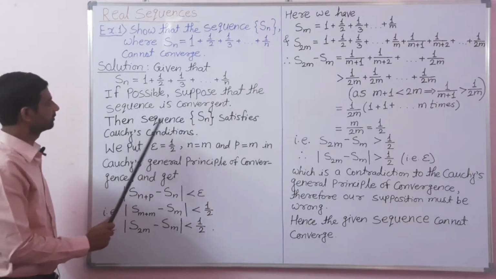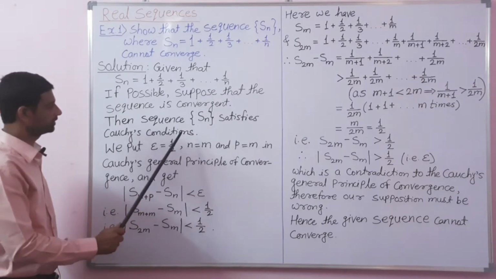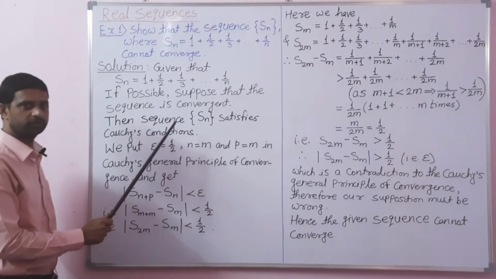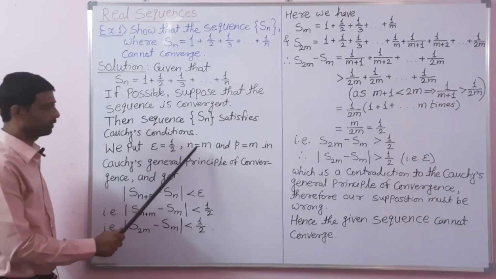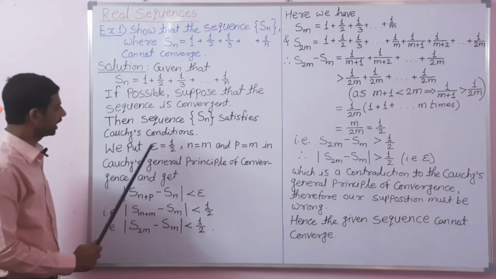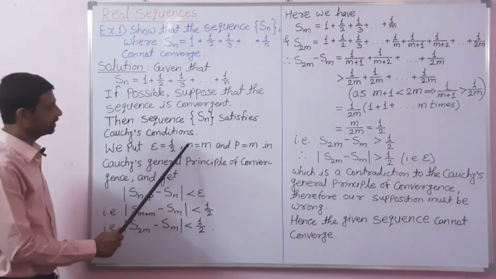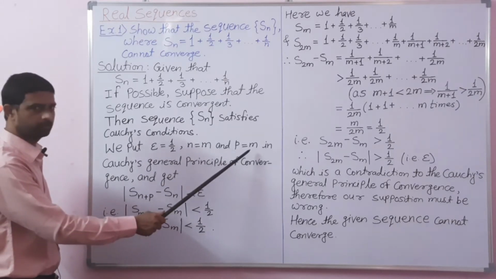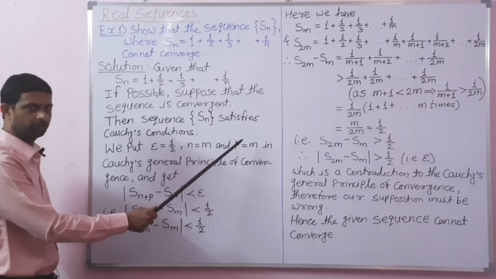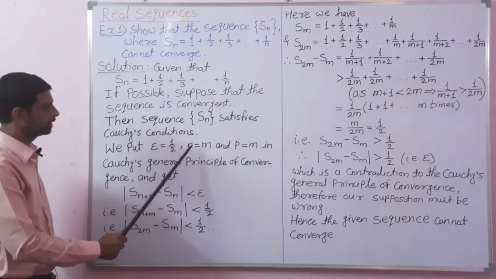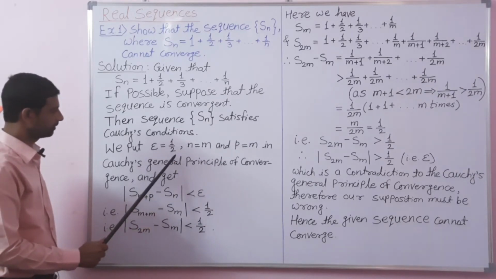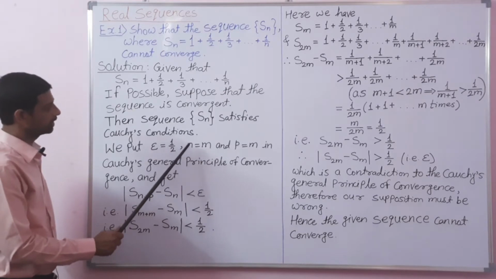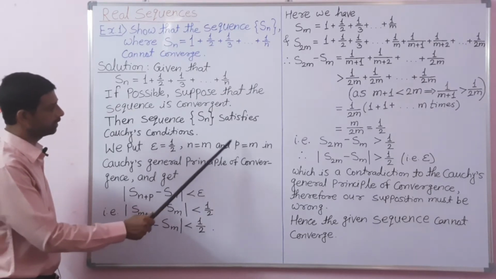Then the sequence Sn satisfies Cauchy's conditions, as we know that every convergent sequence always satisfies Cauchy's principle of convergence. So in the Cauchy's general principle of convergence, now we will put epsilon equal to 1 by 2, n equal to m and p equal to m. In the Cauchy general principle of convergence, we require epsilon, n and p. So here we will put epsilon equal to 1 by 2.